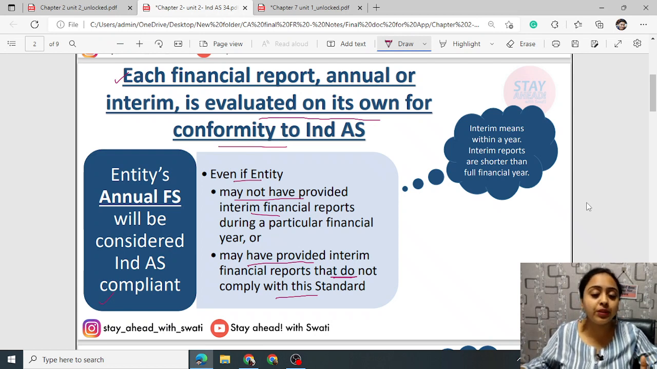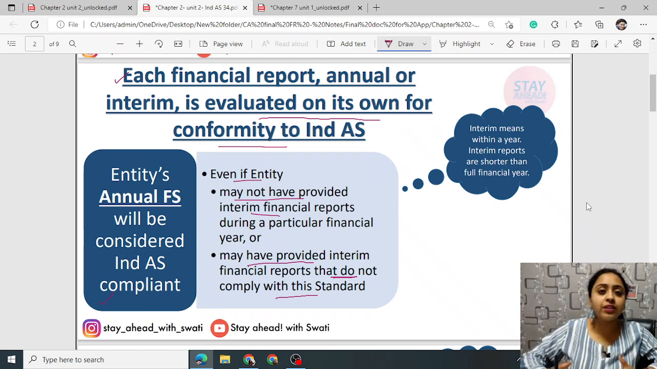Interim means that it is within a year. Interim reports, as per the definition, are shorter than the annual period.